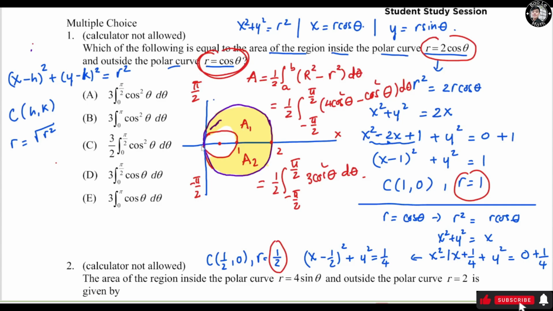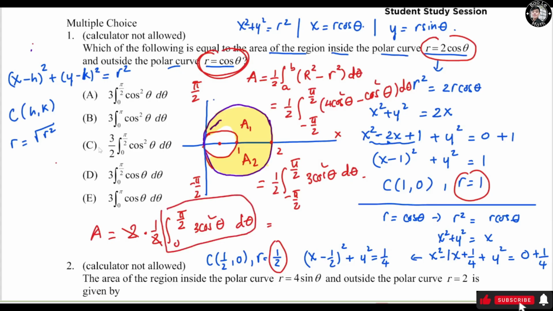So the upper one is going to be from 0 to pi over 2, right? So I have the area is going to be 2 times 1/2 integral from 0 to pi over 2, 3 cosine squared theta d theta. And I'm going to simplify this, this guy cancels out. So I'm going to end up with this guy right here, right? So the answer must be A.